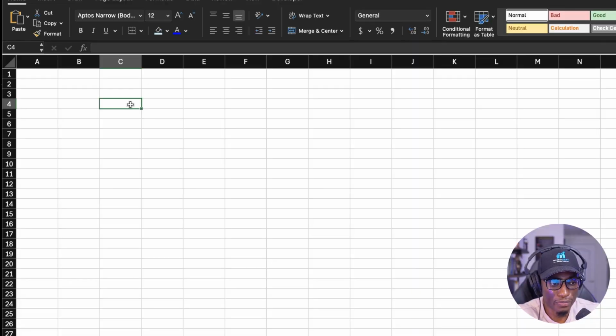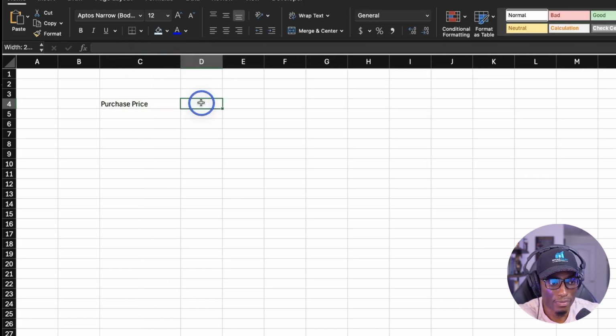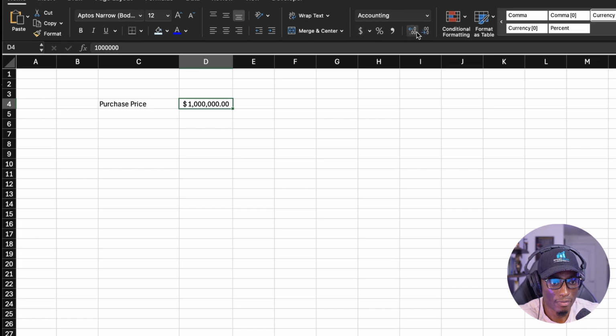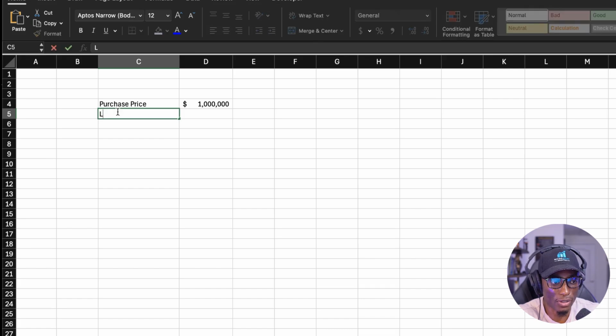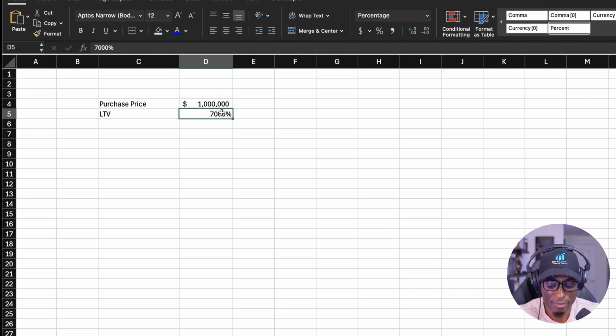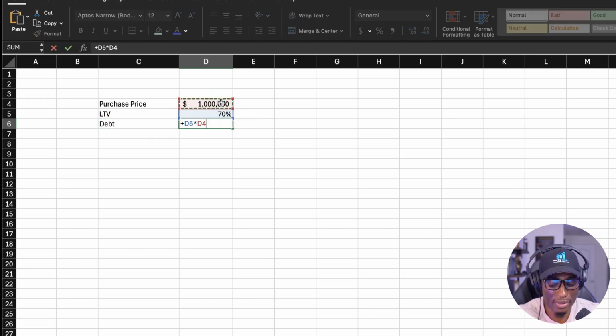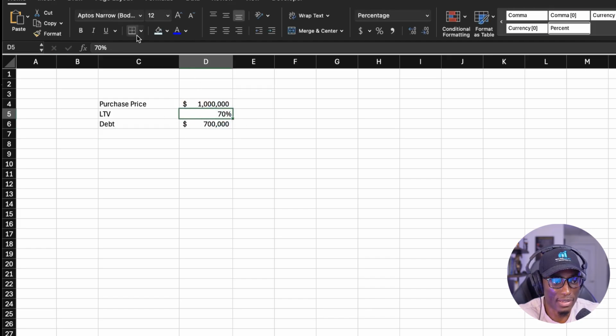Let's assume an investor purchased a multifamily property for $1 million. And on this property, they used a loan. Assume the loan to value was 70%. So the debt on this property is 70% of the purchase price. Actually, let's make this 75%, so it mimics the example we looked at before.